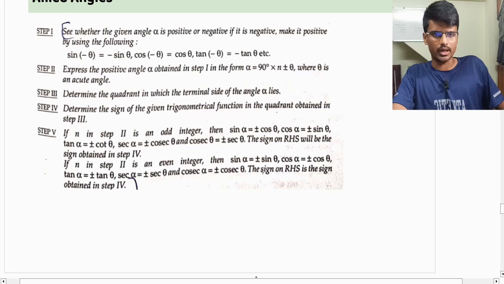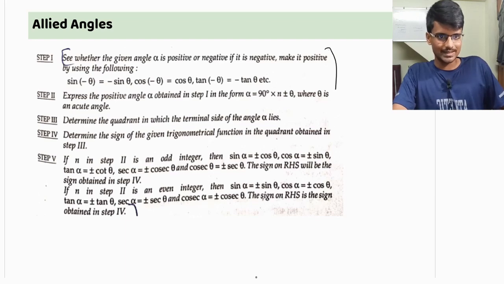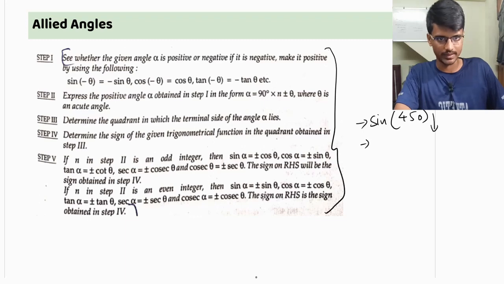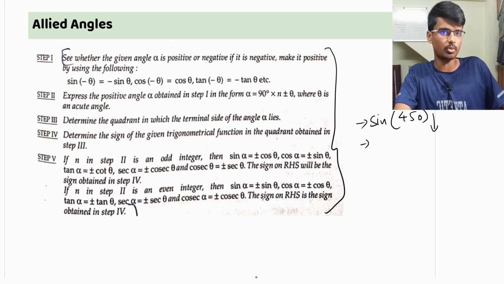Moving on. So yeah, this is the most important part of the video. This is a method using which we can find out trigonometric ratios of any angle. Say I have to find the sine of some angle, say 450. What are the steps that I need to follow to find that out? That we'll be trying to understand. There are 5 steps. This is a very powerful method. If you can understand this, most of the problems will be solved easily. Okay, let's try to understand.